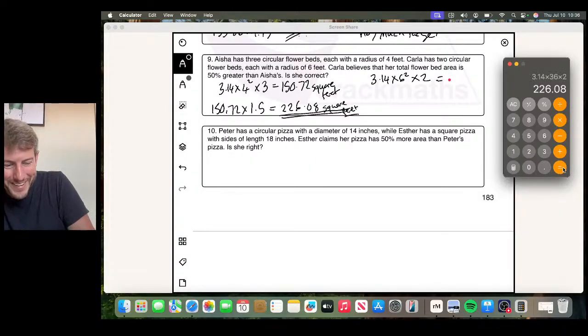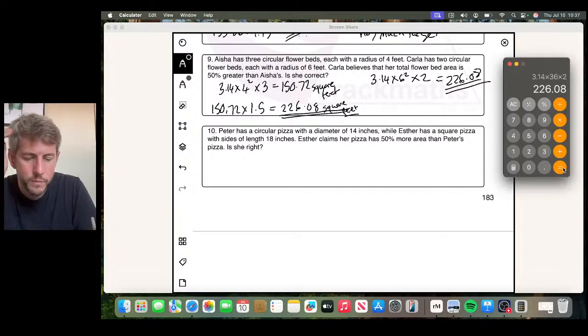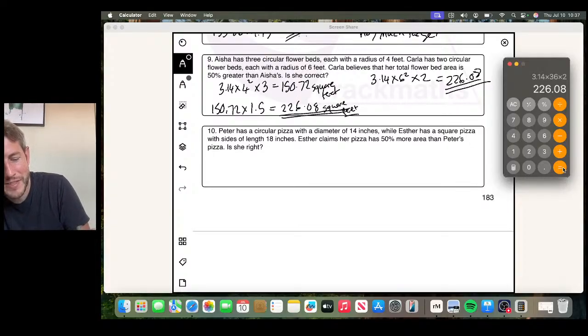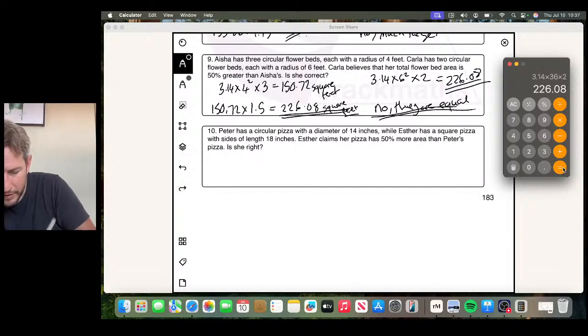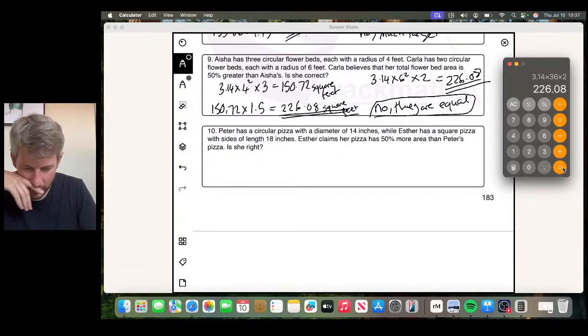Oh! Finally, somebody's correct. Well done. Right. Okay. Aisha's got it. Carla's got it even. Carla believes... oh, no. Carla's wrong. Because they're actually the same. Okay. So Carla believes her total flower bed area is 50% greater than Aisha's. Is she correct? And this time, no. They are equal. Equal. Okay. Oh, let me get rid of that. Okay, right, so no, they are equal.